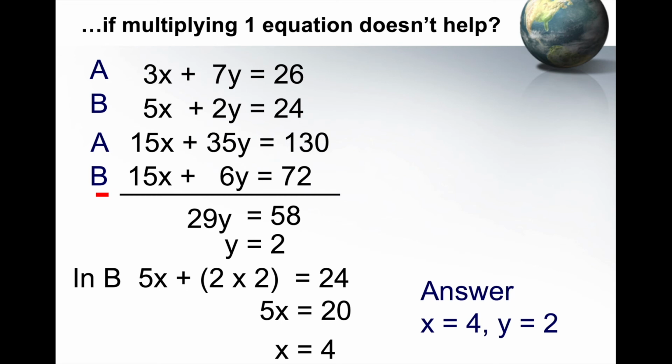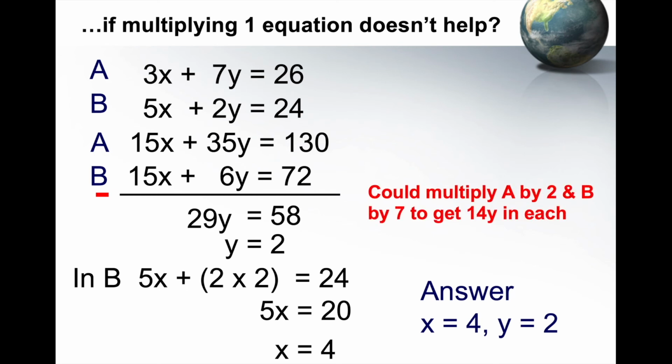Moving on. Sorry, I forgot to mention this. Again, you can opt for eliminating y, but in order to do so, you need to multiply A by 2 instead and B by 7. Then you will get 14y in each equation so that you can eliminate them. All right.